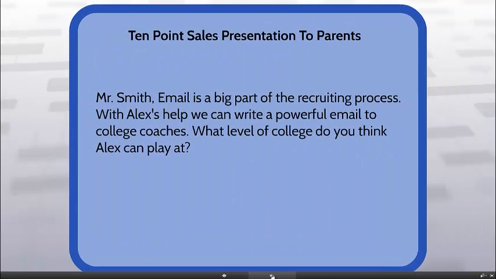Mr. Smith, email is a big part of the recruiting process. With Alex's help, we can write a powerful email to college coaches. What level of college do you think Alex can play at?